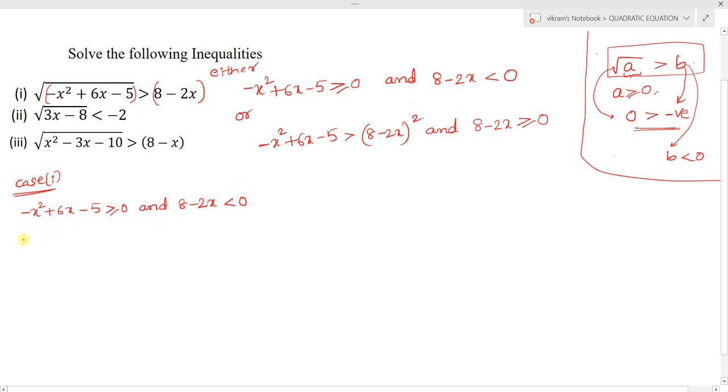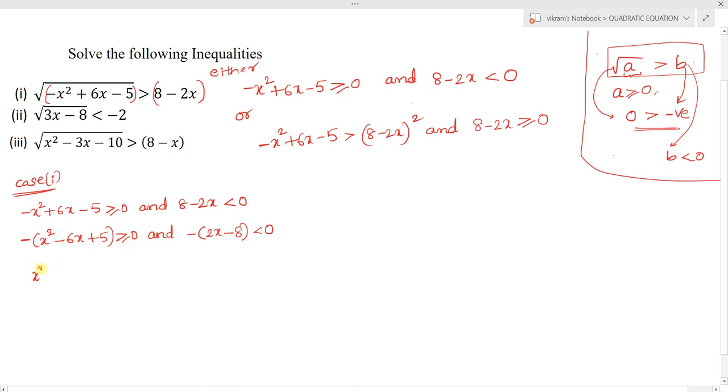Now simply take minus as common. We can write this as x squared minus 6x plus 5 greater than or equal to 0, and taking minus common, 2x minus 8 is less than 0. Now multiply by minus 1 on both sides. If any inequality is multiplied by a negative quantity, the inequality sign changes.